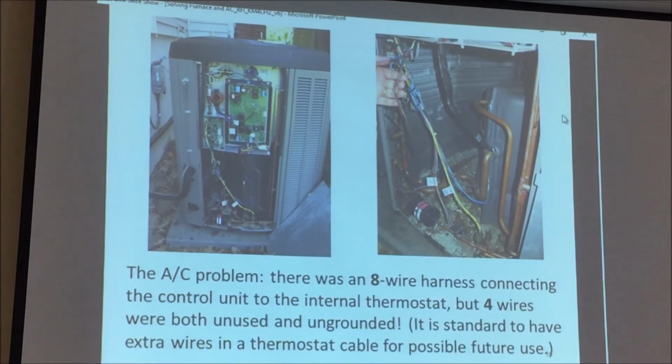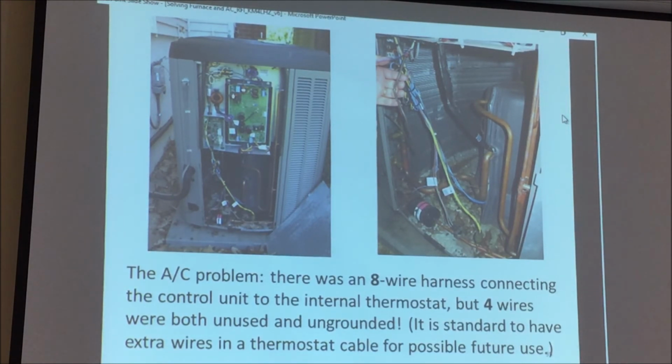And here is what Lennox found out, and I never would have figured this out myself. They found there was an 8-wire harness, which you can kind of see roughly in the left-hand picture, between the control unit and the thermostat in the house. But only 4 wires were being used, and the other 4 wires were unused and ungrounded. Sound like bad practice to anybody?